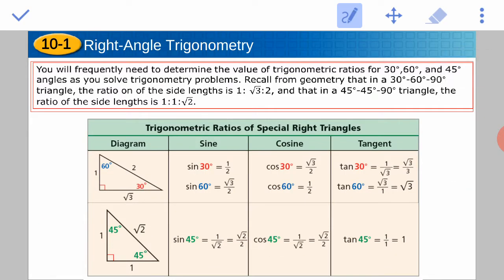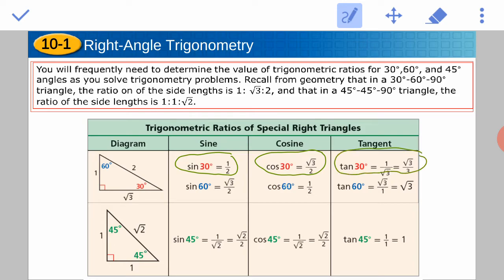Guys, you will frequently need to determine the value of some famous trigonometric ratios in special right triangles. In geometry, you studied two types of special right triangles, the 30-60-90 triangle and the 45-45-90 triangle. You need to memorize the following famous trigonometric ratios. Sine 30 is equal to half and cosine 30 is equal to square root of 3 over 2. Tan 30 equals 1 over square root of 3, in the rational form, square root of 3 over 3.